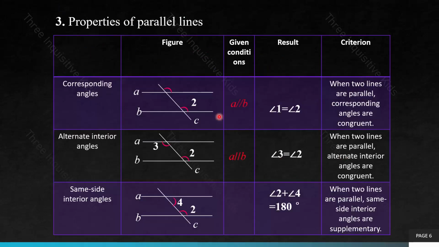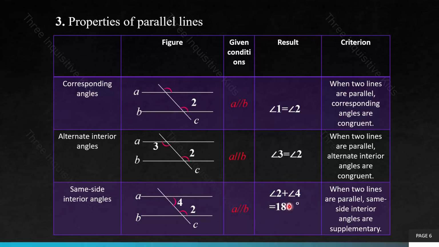Anyways, back to point 3. All of our given conditions are already that A is parallel to B. So this is what the figure looks like, and this is the type of angle relationship. So if A is parallel to B, corresponding angles 1 and 2 are congruent. When two lines are parallel, corresponding angles are congruent. Same thing for alternate interior angles. And here, as shown in the figure, angles 3 and 2 are alternate interior angles. And if A is parallel to B, we know that angle 3 is equal to angle 2.